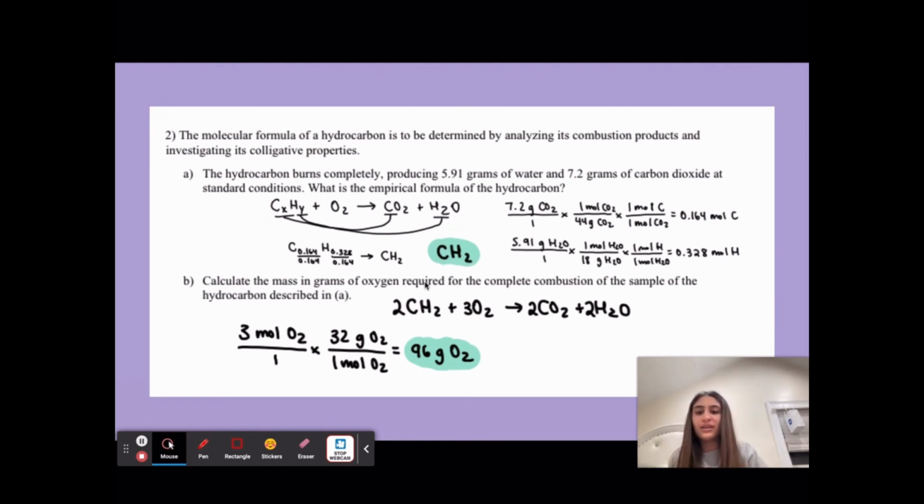Then we have to calculate the mass in grams of oxygen required to complete the combustion of the sample. So first I started by balancing. In the balanced equation, there are 2 CH2s and then 3 O2s, and that yields 2 CO2s and 2 H2Os. So we have 3 moles of O2, so we'll put that over 1, and then we have to cancel out the moles, so we do 1 mole of O2, and that's 32 grams, and then we multiply out, and we get 96 grams of O2 required to complete the combustion.